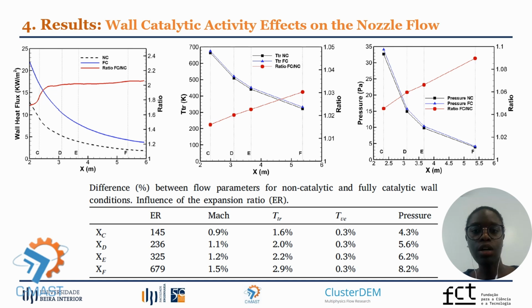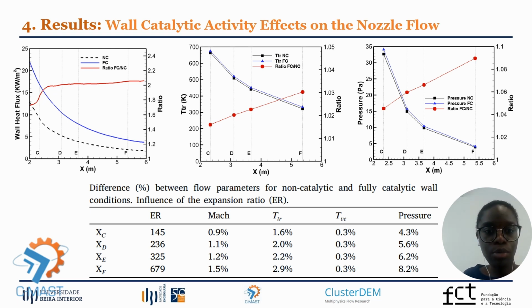The next two graphs show the transrotational temperature and the pressure at the exit of nozzle 3, which has three configurations for non-catalytic and fully catalytic surface, and also the ratio between them. We found that the temperature and pressure ratios between fully catalytic and non-catalytic surface increase along the nozzle. It increases from the nozzle C to nozzle F, which also corresponds to an increment of expansion ratio.